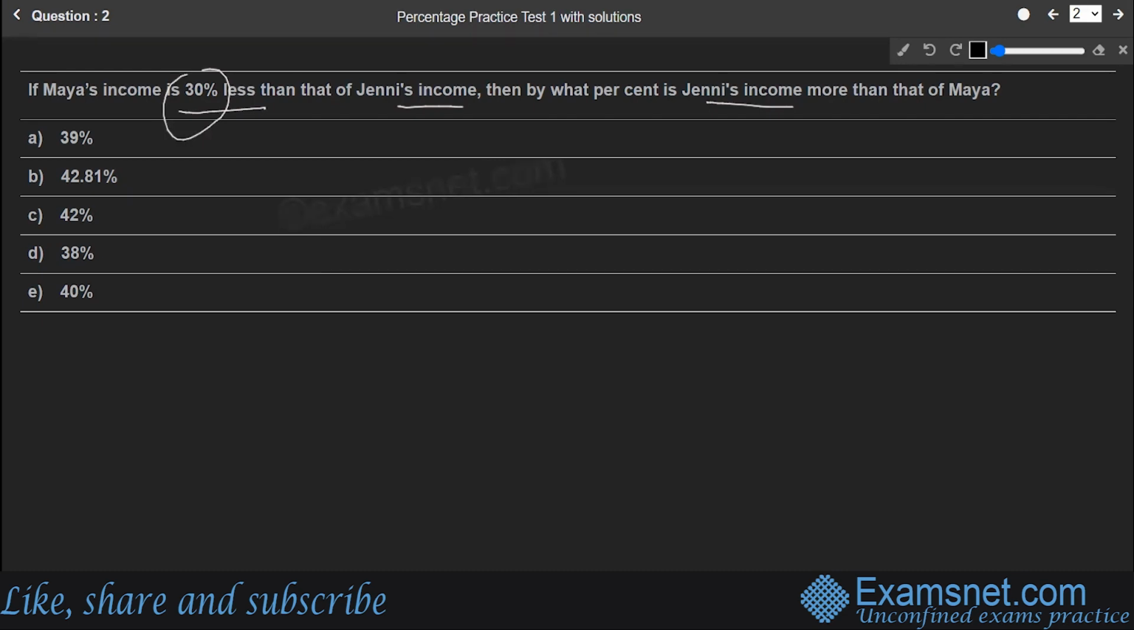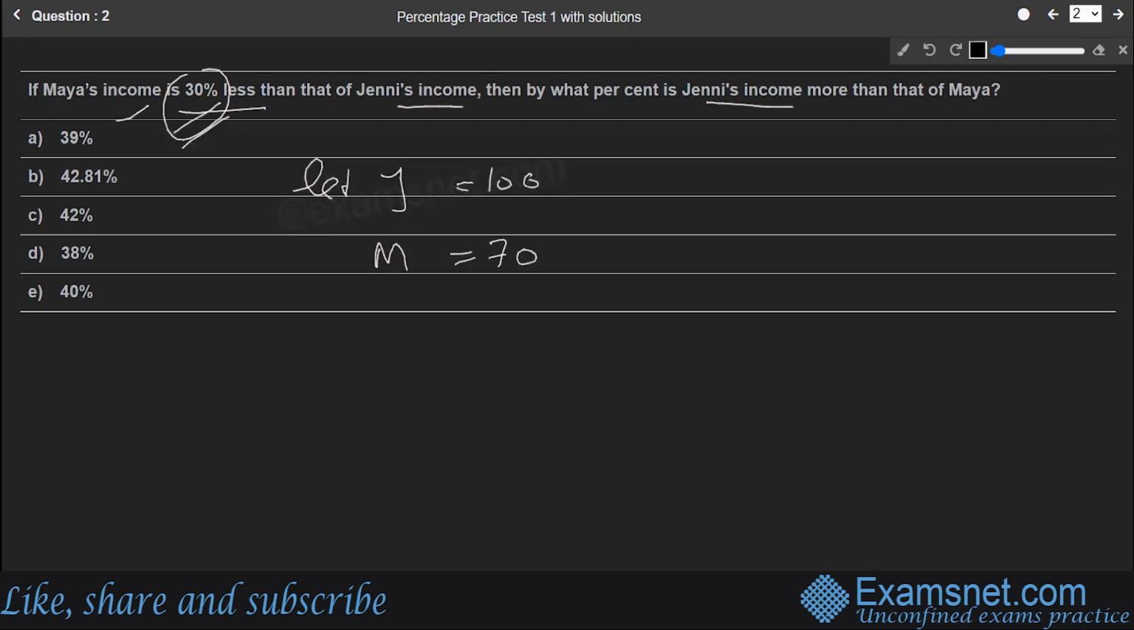So if we do it like that, then things are easy to solve. For this case also you can see all the data is just given in percentage, there's no number involved, so we can easily assume the main number to be 100 and then start solving the question with 100. That's what he says. Maya's income is 30% less than that of Jenny's income, so we can assume Jenny's income to be 100. Now if Jenny's income is 100, he says Maya's income is 30% less. What is 30% less than 100? It is 70. So Maya's income comes out to be 70.